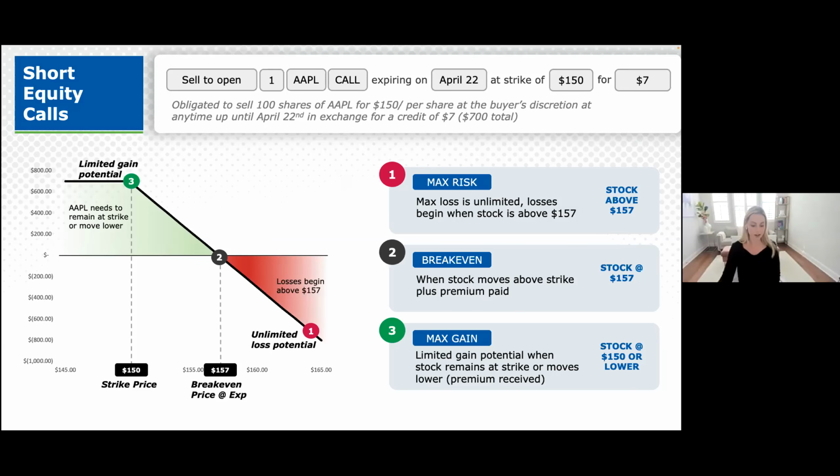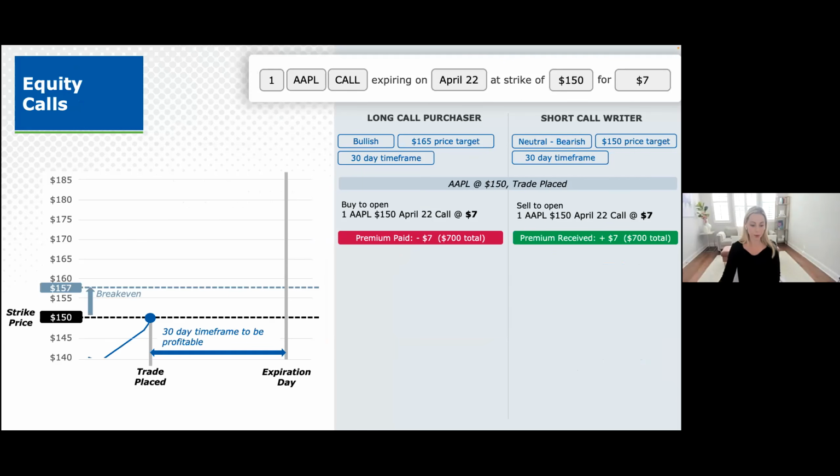Well said. All right, so let's go through an example of what would happen through the eyes of the long call purchaser and the short call writer. So you can see what that trade-off is. So we've got the same trade here, but just looking at it from the perspective of buying and selling.